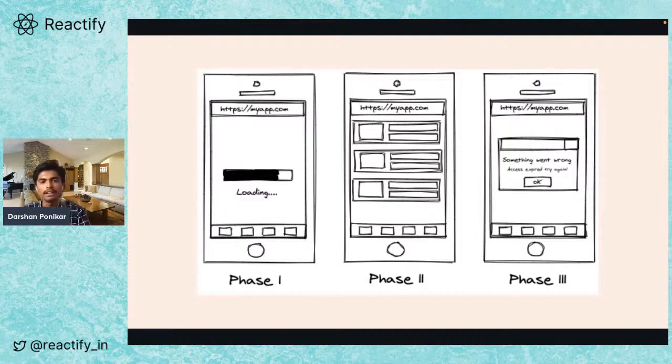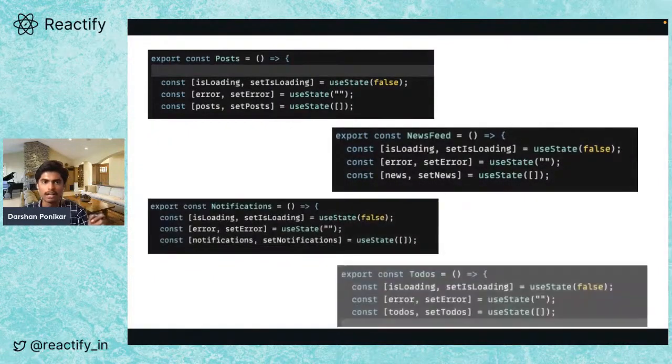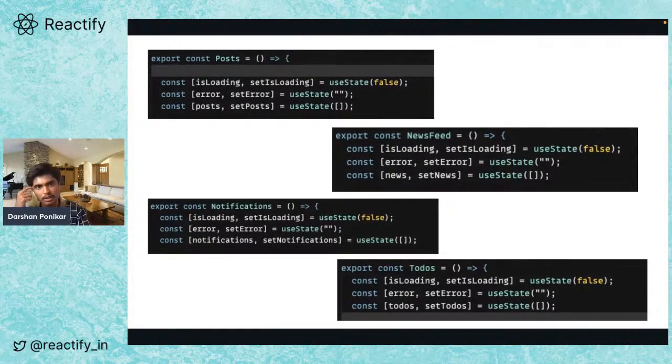No matter what you are building, a network request is something you have to make in your React application. Now again, like I talked about in the last slide, this is something that we need to handle by ourselves. We need to write some logic ourselves. As you can see, isLoading, setIsLoading, error, setError. This is a very common logic that we need to write in our component.